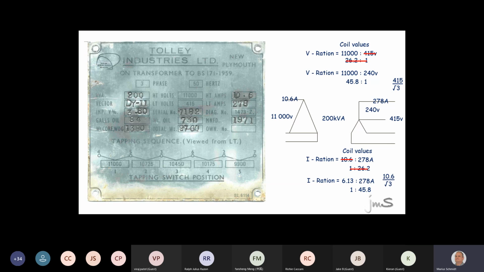Always on voltage. So this transformer will drop the voltage from 11,000 to 415. But to work out the ratio, it's coil to coil. The ratio of this transformer is 45.8 to 1. Yes. So will it always be like the voltage and then the current, and they'll always be swapped around?